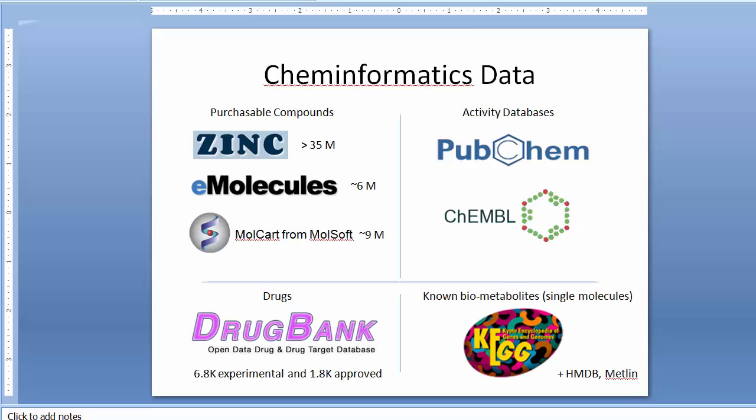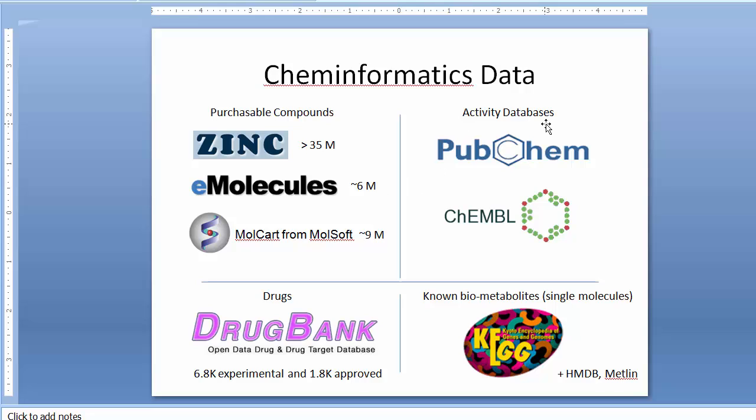If you're new to the field of cheminformatics, you may wonder where you can get chemical data from. There are a variety of different databases where you can purchase compounds or screen them. For example, ZINC has more than 35 million compounds. eMolecules is a company with a database of about 6 million, and you can purchase the compounds directly from them and they'll plate them for you so you can test them in the lab. MolCart from MolSoft contains about 9 million compounds from more than 35 different vendors that we work with, and we update this database very regularly.